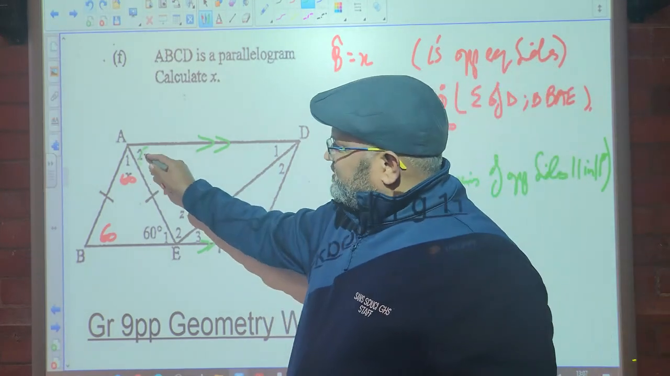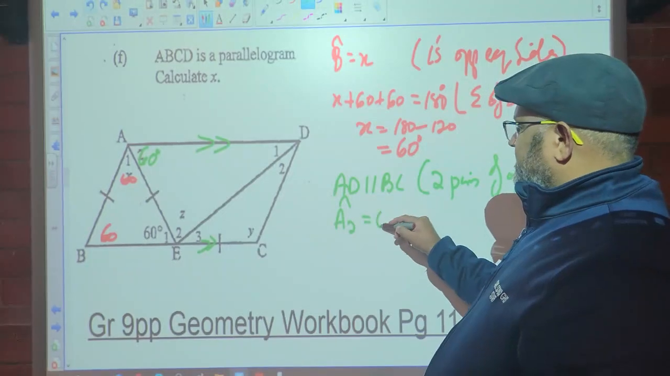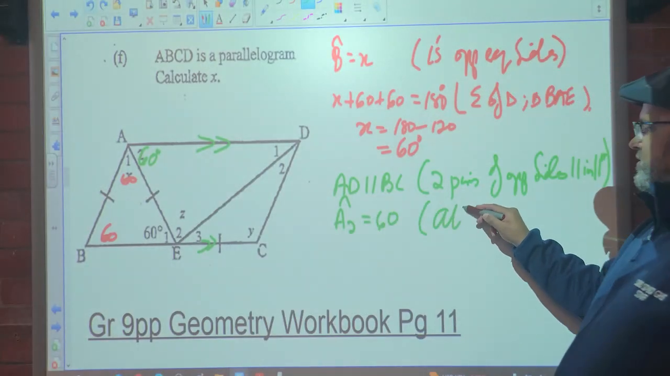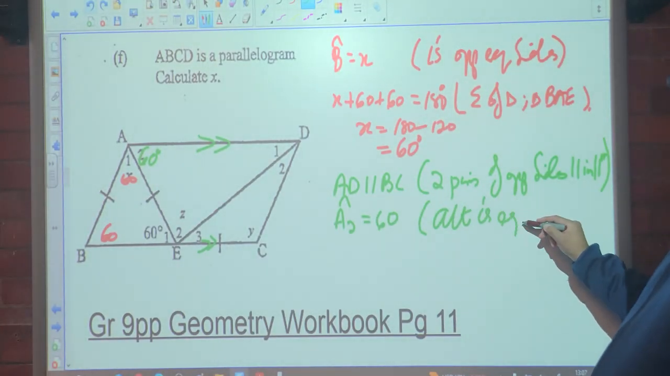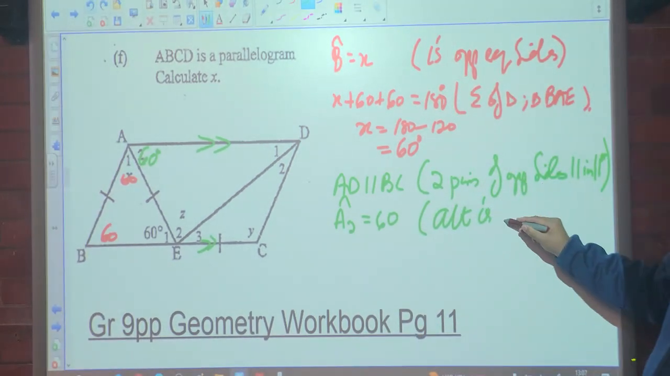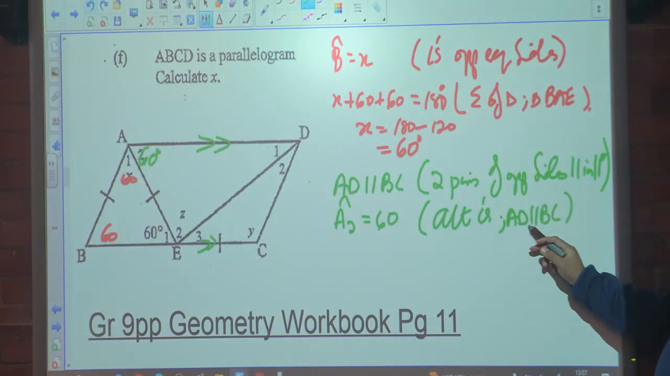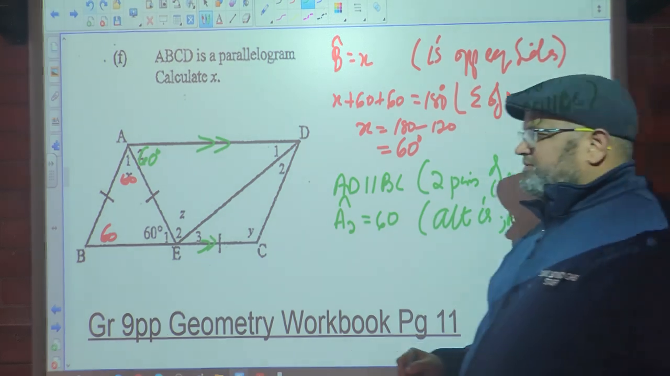Now we can say that angle A2 is 60. Why? Because alternate angles are equal, with AD being parallel to BC. We don't write the parallel lines in here. Be prepared to do a mark there, okay?